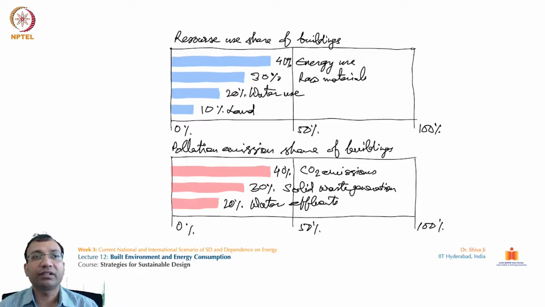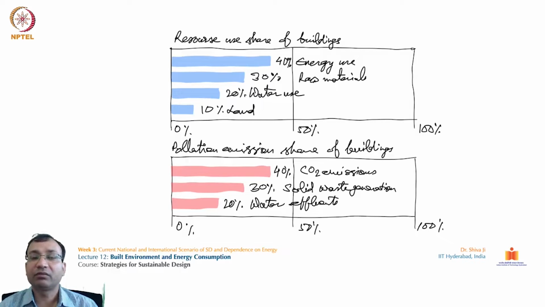The second is the raw materials used by buildings. That is resting at around 30%. Water usage is around 20%, and land use around 10%. So we can see the total land available for our use these days, 10% is occupied by buildings alone. And the water we are consuming these days, the buildings take around 20% of that.